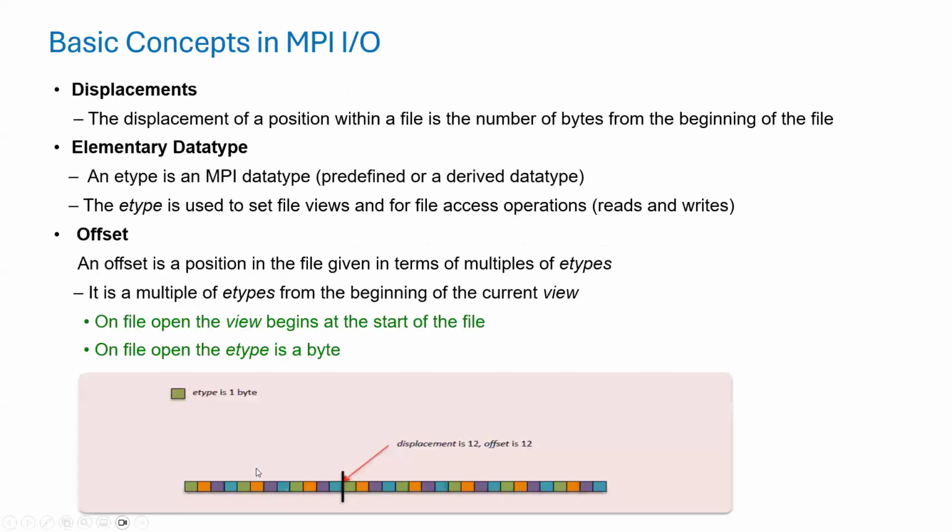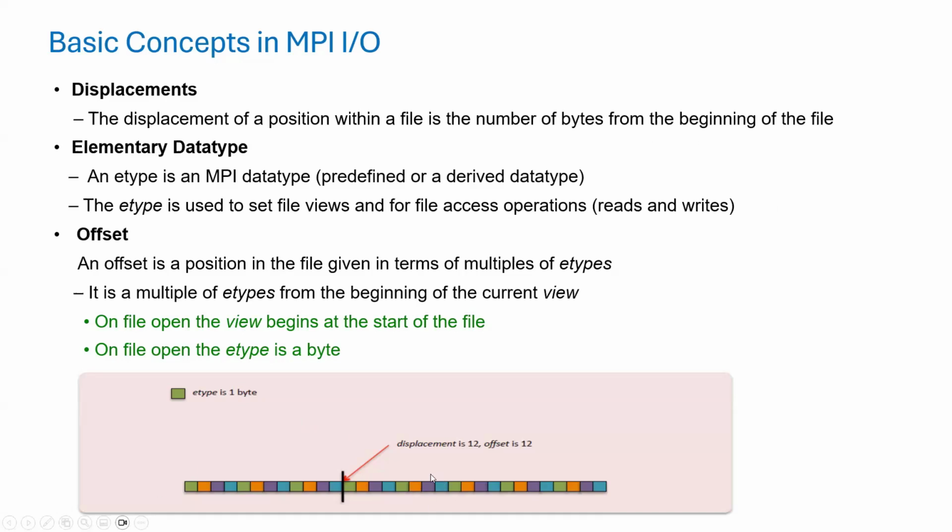And then the third one, in terms of the concepts of MPI-IO, is closely related to the arguments in the operations in MPI-IO commands. So the first one is called the displacement. Displacement of a position within a file is the number of bytes from the beginning of the file.